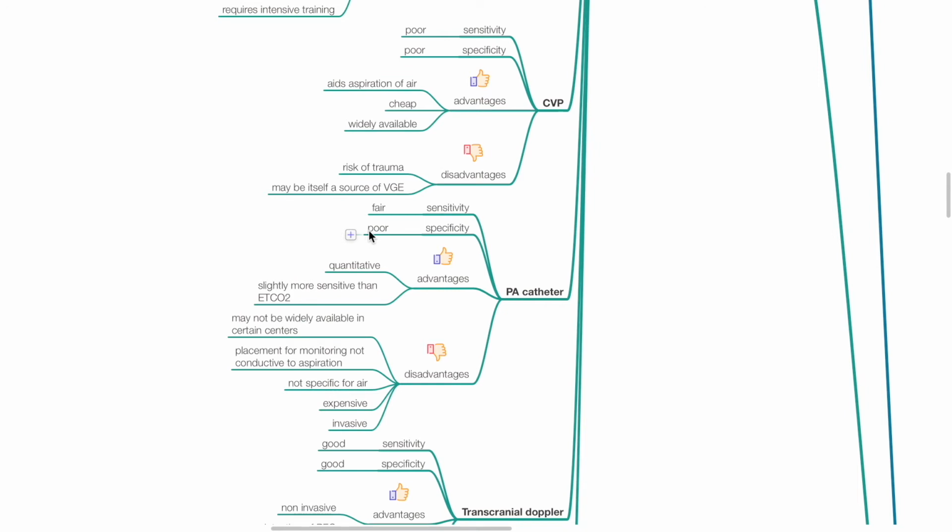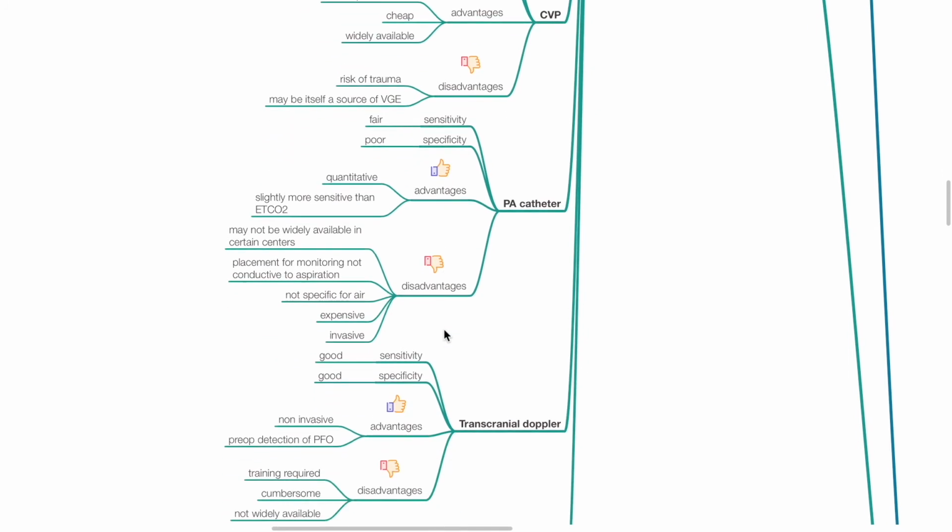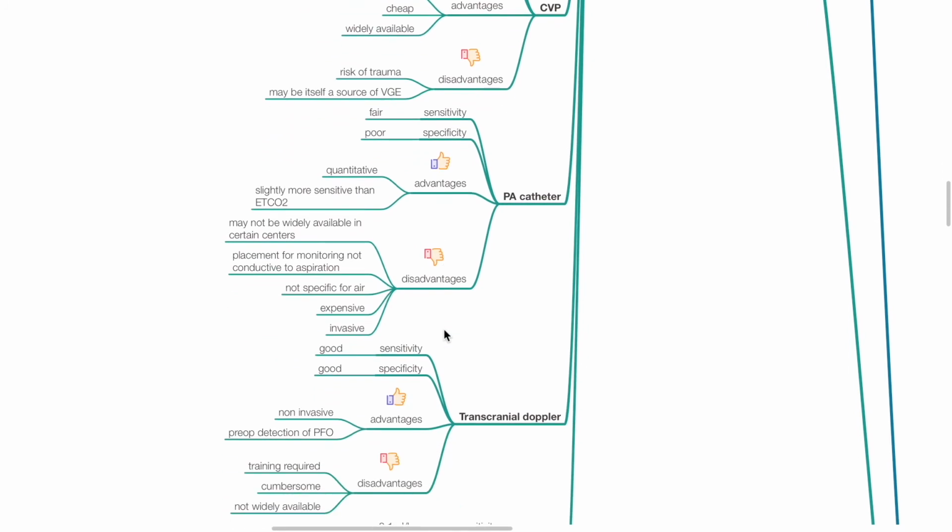PA catheter. Sensitivity is fair, specificity is poor. Advantages: it is quantitative and slightly more sensitive than EtCO2. Disadvantages: it may not be widely available in certain centers. Placement for monitoring is not conducive for aspiration of air. It is not specific for air. It is expensive and invasive.